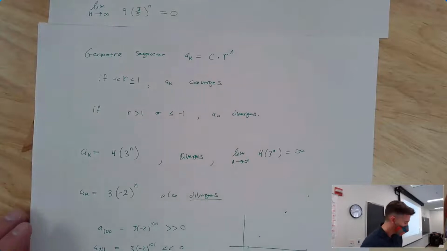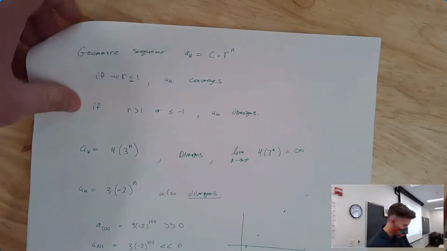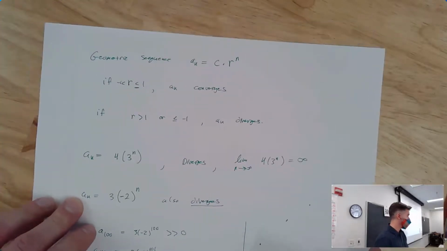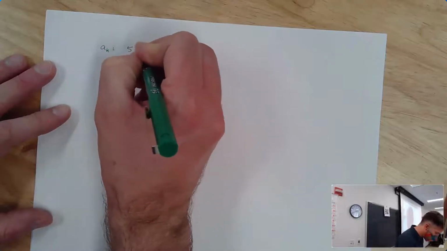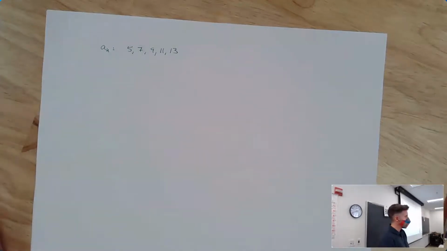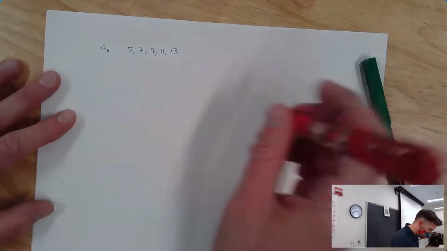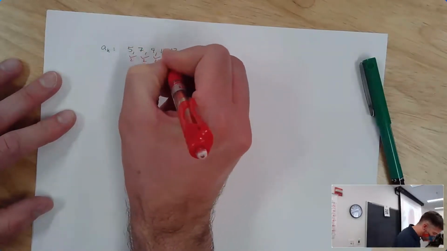So the other thing you could be asked about a sequence is to find the formula of the sequence, given the terms. Sometimes it can be really easy. For example, here are the first 5 terms of a sequence: 5, 7, 9, 11, 13. What am I doing each time to get to the next thing? I'm adding 2 every time. So I usually think about what I'm doing to get from one term to the next term.